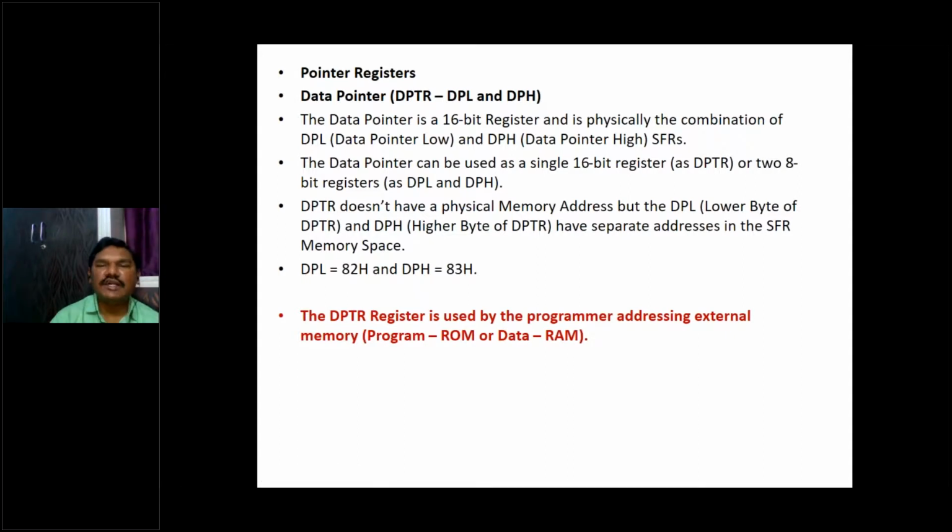So the data pointer is physically a combination of DPL and DPH. It can be used as a single 16-bit register or as two 8-bit registers. DPTR does not have a physical memory address, but DPL and DPH have addresses, so I cannot call it in the direct address mode. I can call DPL and DPH address locations. That's why it has two address locations, 82 and 83, because one address location can store only 8 bits of data.